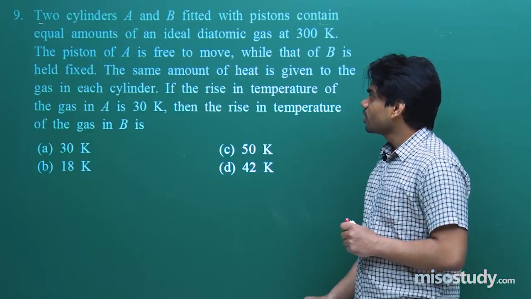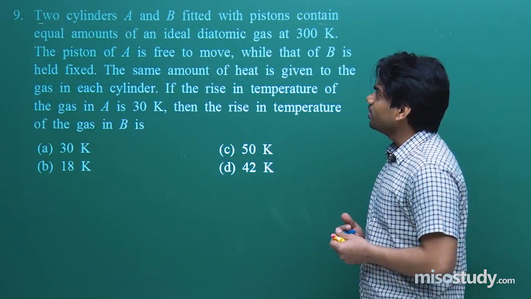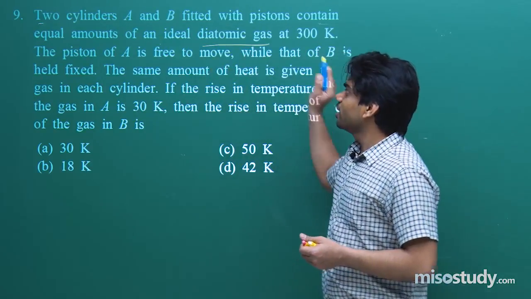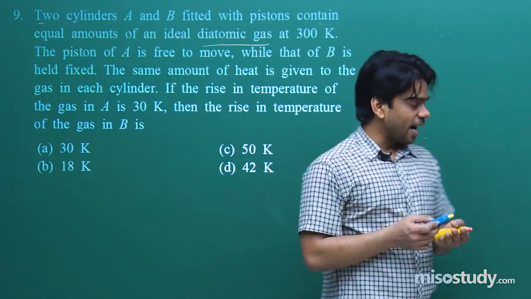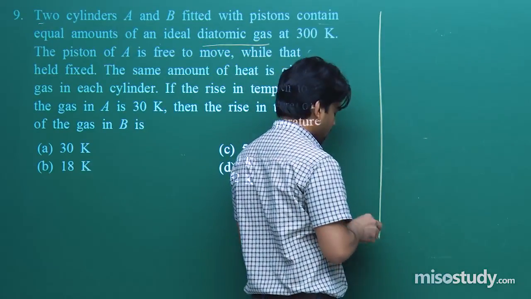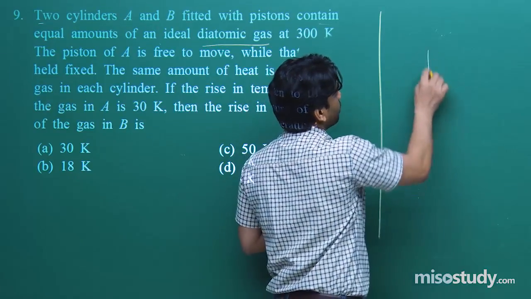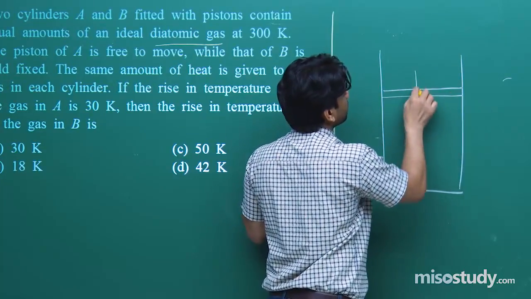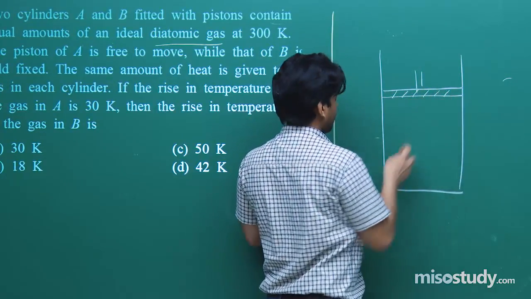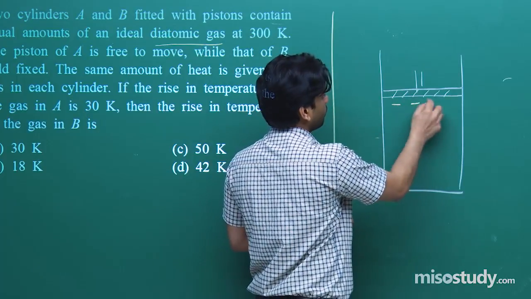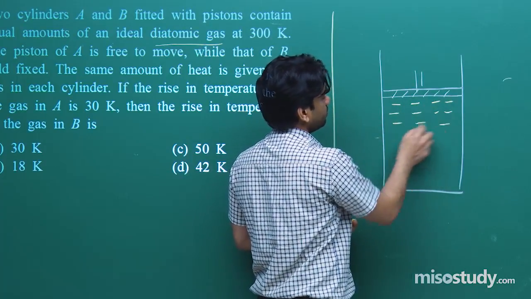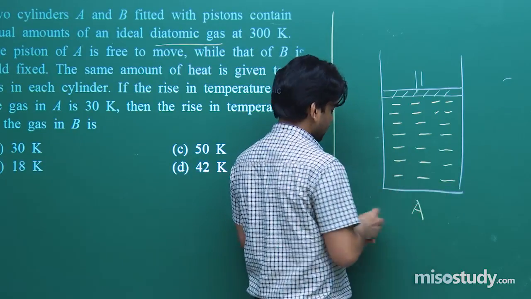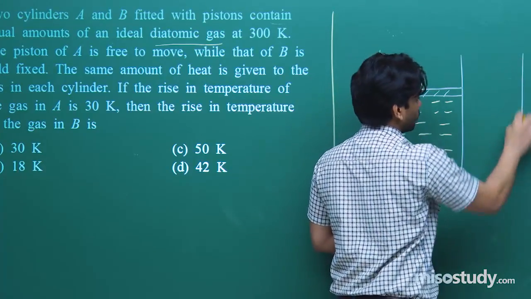Let's see question number 9. Two cylinders A and B fitted with pistons contain equal amounts of an ideal diatomic gas. Let me first try to make a diagram from the first given information. Fitted with piston, so I have taken two cylinders fitted with pistons. Ideal diatomic gas is filled in both. A and B are the two cylinders. That is what has been given to us.